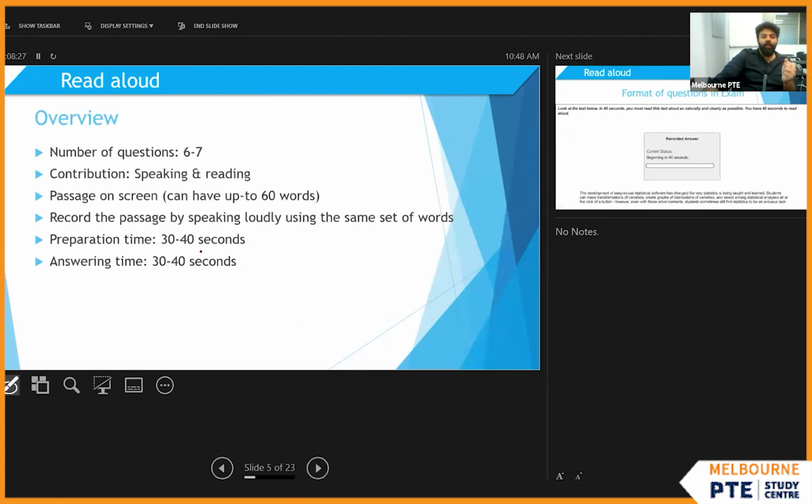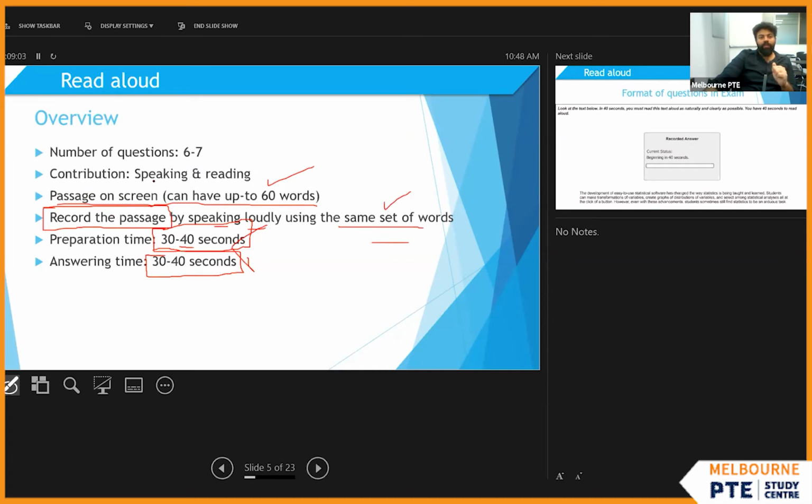All right, now let me put these things in bullet points. So preparation time, mostly it will be 40 seconds, but depending on the length of the passage, sometimes it can vary between 30 and 40 seconds. And the same goes for your answering time. That can vary between 30 and 40 seconds. And these things I already explained in detail. You have a passage on screen, the maximum word limit can more or less go up to 60 words. And what you have to do is record the passage by speaking loudly using the same set of words you have written on your computer screen.